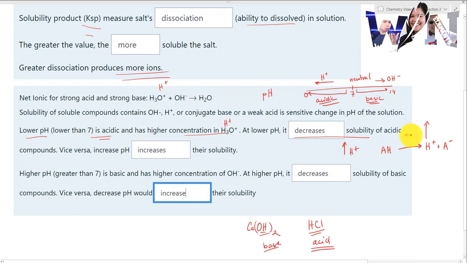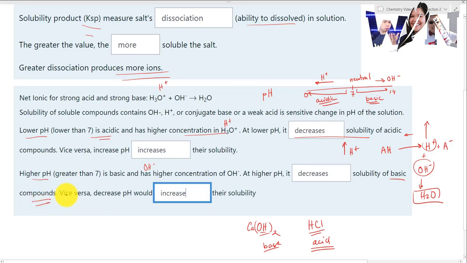It makes sense. And if we are increasing the pH, what does that really tell you? Well, if we're increasing the pH, we are introducing OH minus, and what do they do? They react to make water, right? So therefore, it has the opposite effect. Increasing the pH of an acidic compound would increase the solubility. Now let's look at pOH, okay? Well, higher pH, greater than 7, is basic. We're basically introducing that right there. And now we look at basic compounds.